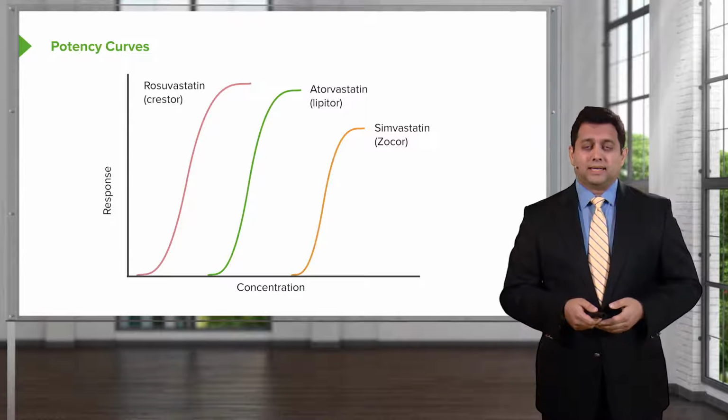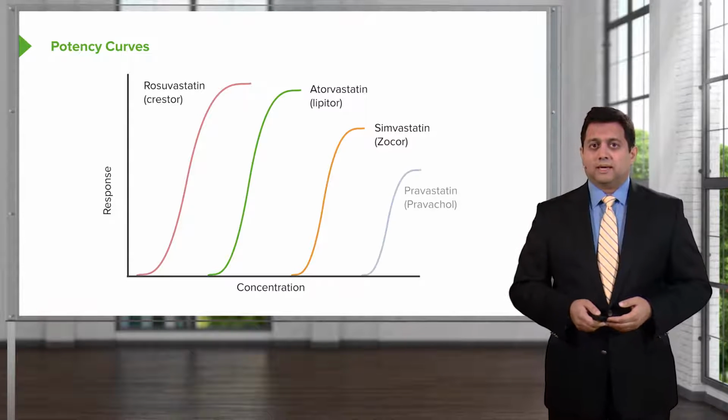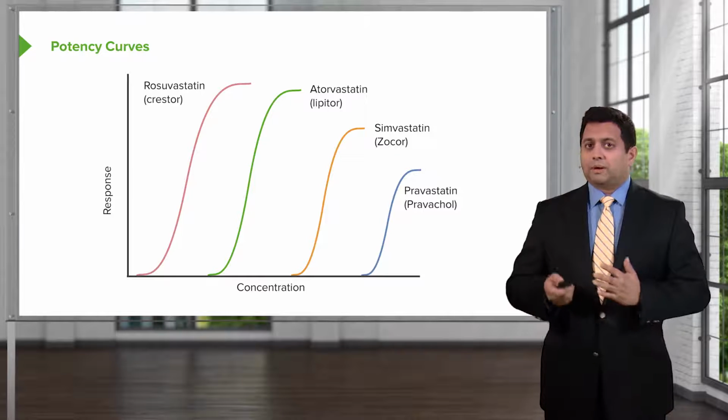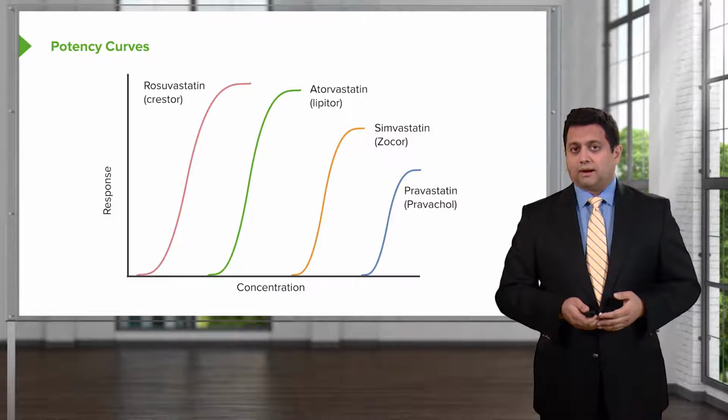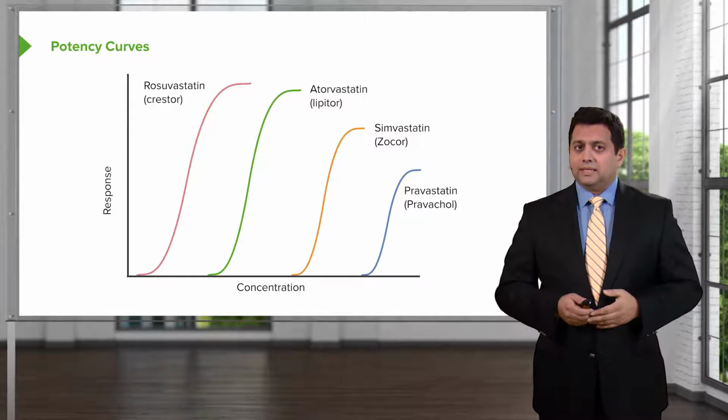Simvastatin is an older statin. It is not as potent, and it is not as effective at maximum dose. And pravastatin is probably the oldest in this graph, and you can see that it is the least potent drug. It is also the least effective.